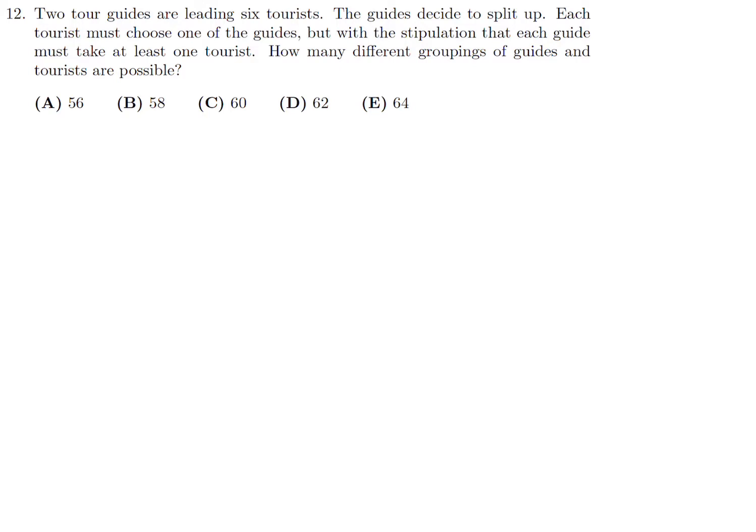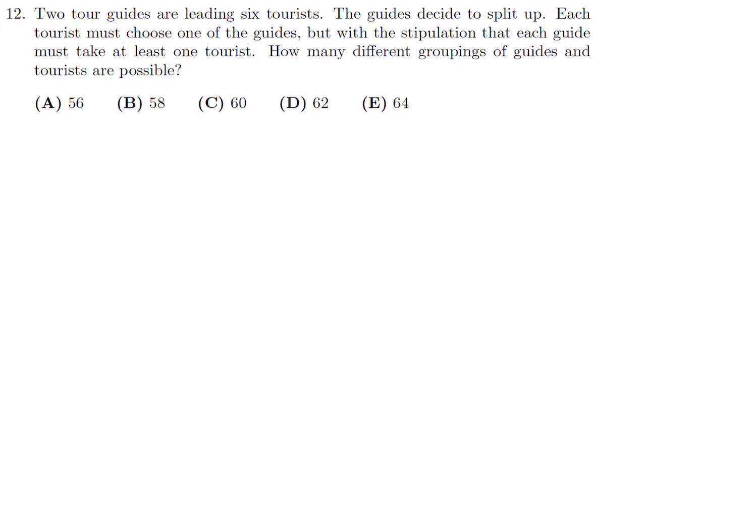Two tour guides are leading 6 tourists. The guides decide to split up. Each tourist must choose one of the guides, with the stipulation that each guide must take at least one tourist. How many different groupings of guides and tourists are possible?